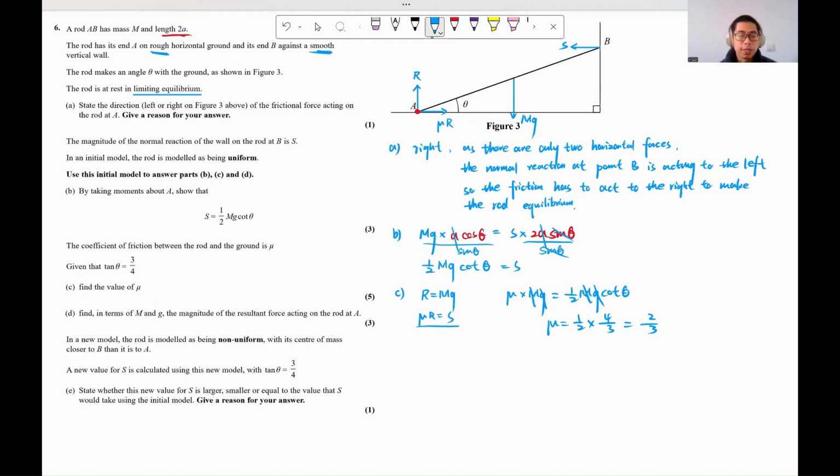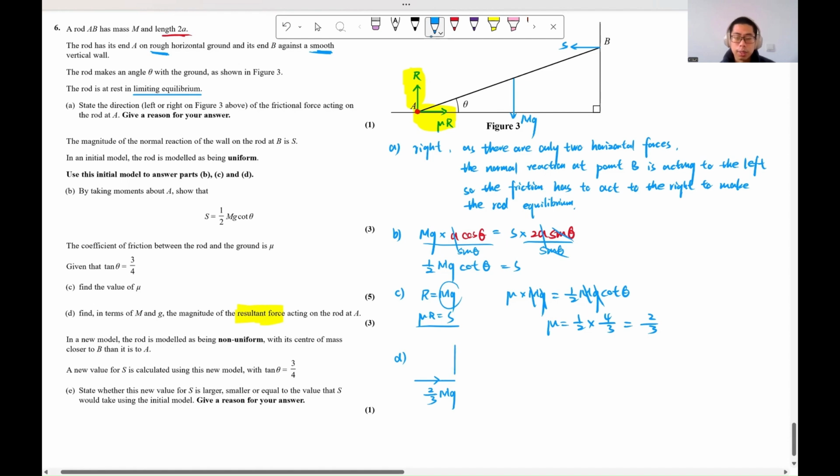And then part D, find in terms of M and G the magnitude of the resultant force acting on the rod at A. There are 2 forces acting at point A, one is a normal reaction, another one is a friction. So they just want us to find the resultant force of those two. One is to the right-hand side, which is mu R. We know mu is 2/3 and R is mg, so that would be 2/3 mg.